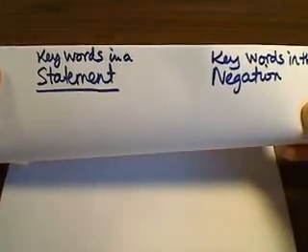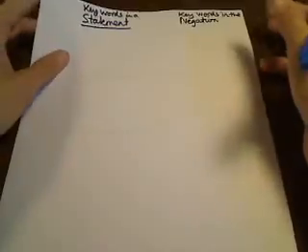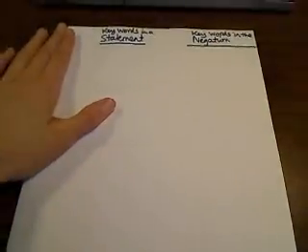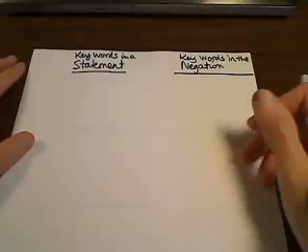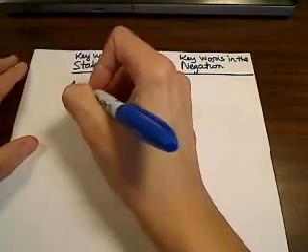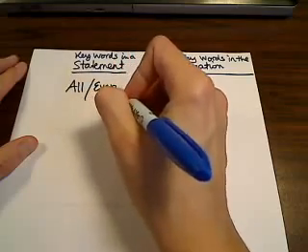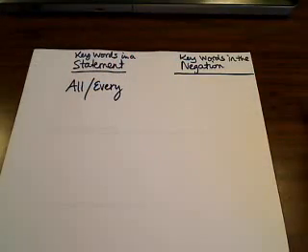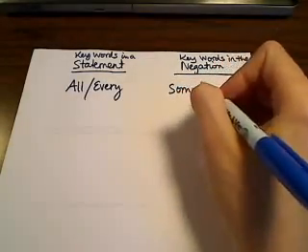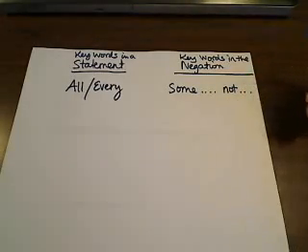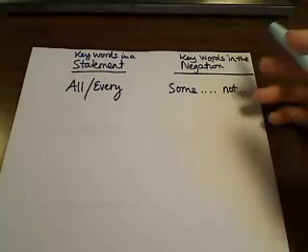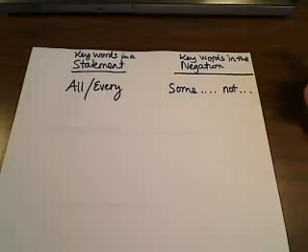Okay, I don't know if you can see that. Keywords in a statement and keywords in the negation. If you see the words all or every in a statement, to negate that you're going to use the word some, and then the word not. So if you say all flowers are blue, then the negation of that is some flowers are not blue.